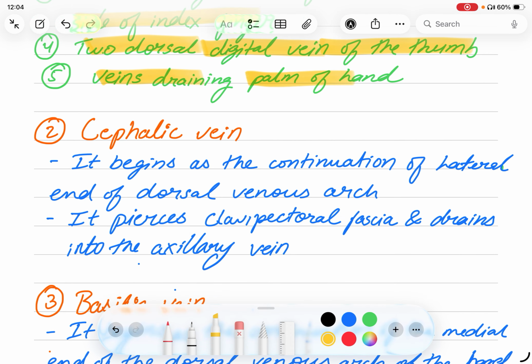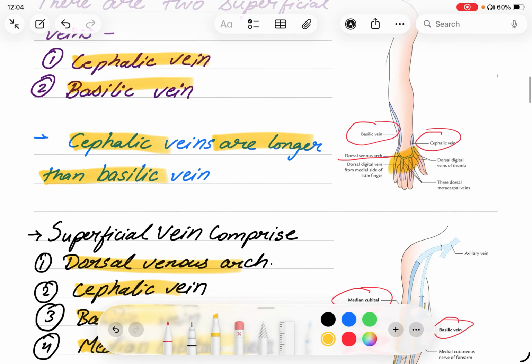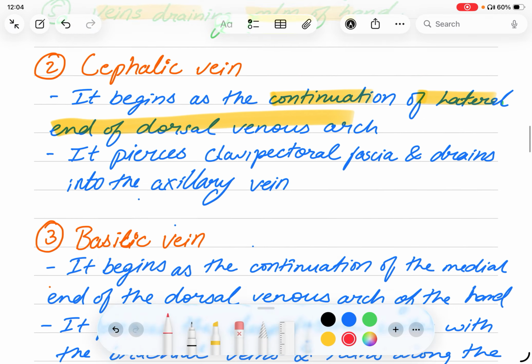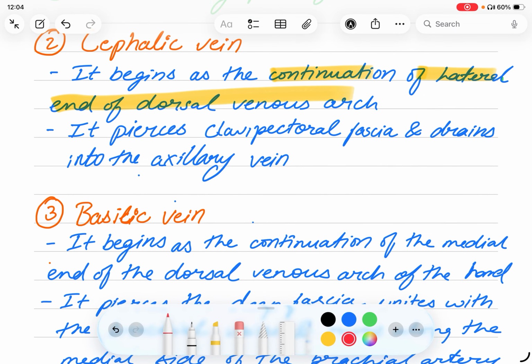Second is the cephalic vein. It begins as the continuation of the lateral end of the dorsal venous arch. In that diagram, you clearly see from the dorsal venous arch, lateral is the cephalic vein. Now, it pierces the clavipectoral fascia and drains into the axillary vein.